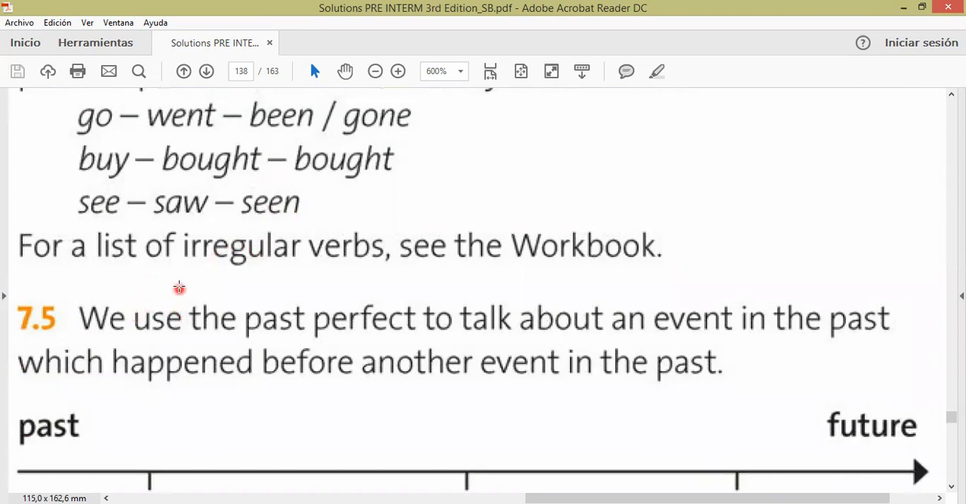Finally, let's see the use of the past perfect. When do we use the past perfect? When we want to talk about an action in the past which happened before another event in the past took place. So let's remember, this is very important. We use the past perfect to talk about an event in the past which happened before another event in the past took place.